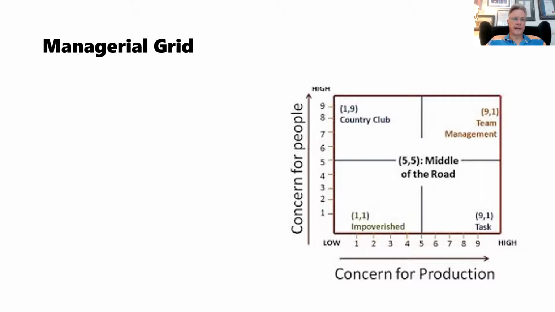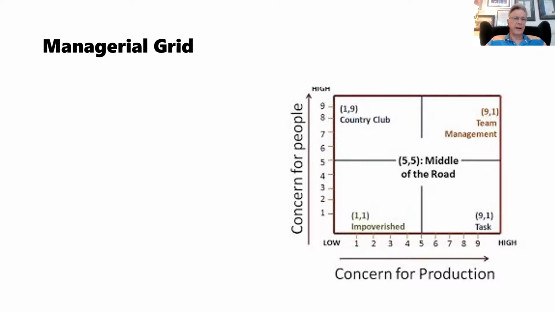But of course, if you remained in that position, nothing would get done, and while people might be happy working with each other, ultimately they wouldn't be, because nothing in the team is actually getting done. And then over on the right-hand side at the top, you've got the team management position. You might argue that surely that would be the best position, because it's high on concern for people and high on concern for production.